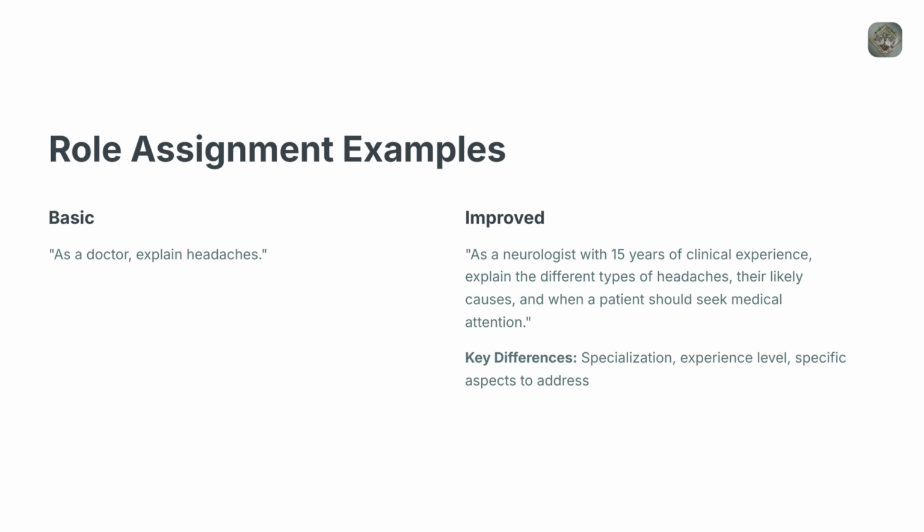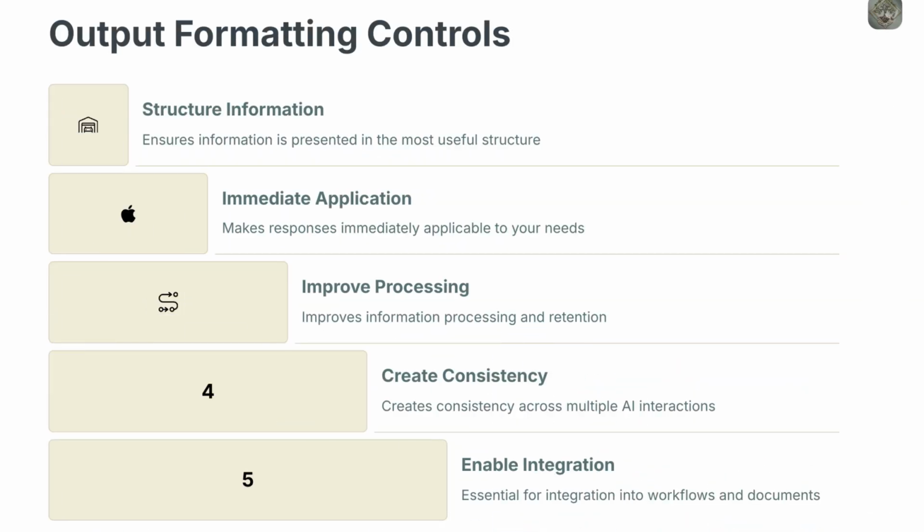Specificity in role assignment consistently produces more targeted, useful responses. Our third essential technique focuses on controlling how information is presented. Without specific formatting instructions, AI systems typically default to narrative paragraphs that may not effectively highlight key information or match your intended use. Output formatting controls ensure information is presented in the most useful structure for your specific purpose.